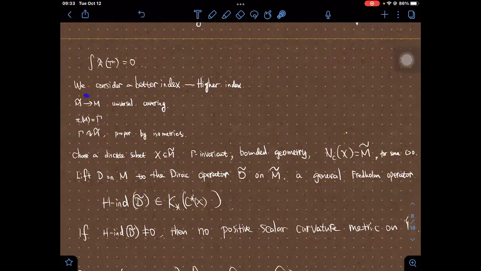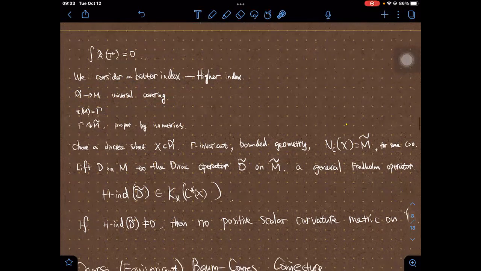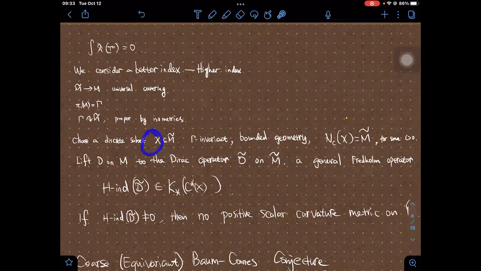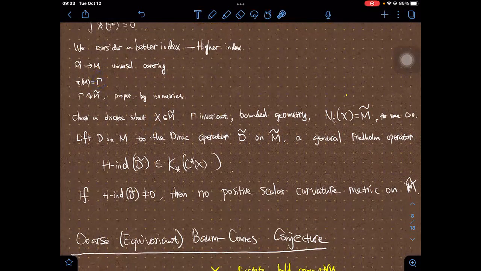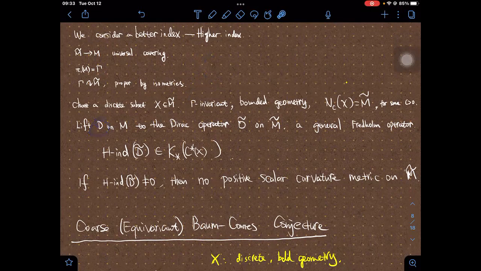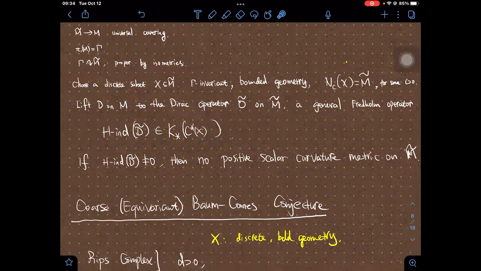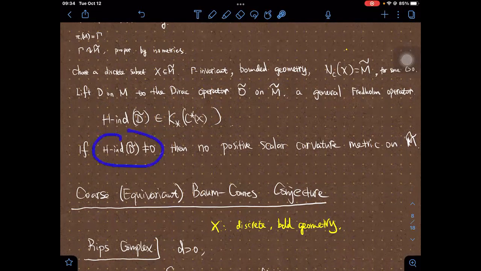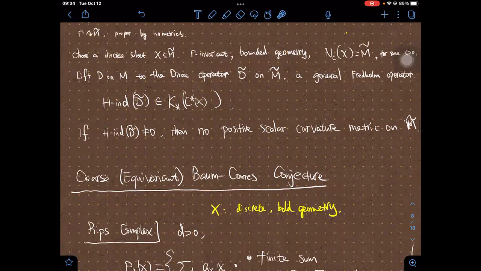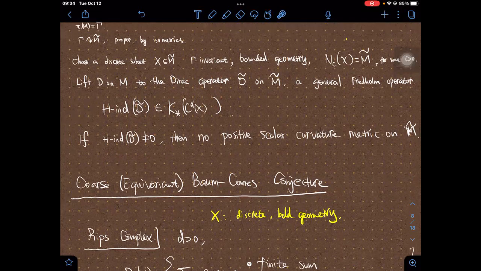Now we just consider the universal covering. On the universal covering, we can choose a discrete subset. As I said, you can make the discrete subset an orbit of the fundamental group. Once we have this subset, we can lift D, the Dirac operator on M, to the Dirac operator on the universal covering, and then the higher index of D tilde is actually an element of the K-theory of the Roe algebra. And again, the previous ideas still work here. If the higher index does not equal 0, then we still can claim there is no positive scalar curvature metric on M tilde. As a result, M has no positive scalar curvature, because the positive scalar curvature metric we consider is actually a lifting of the positive scalar curvature metric on M.